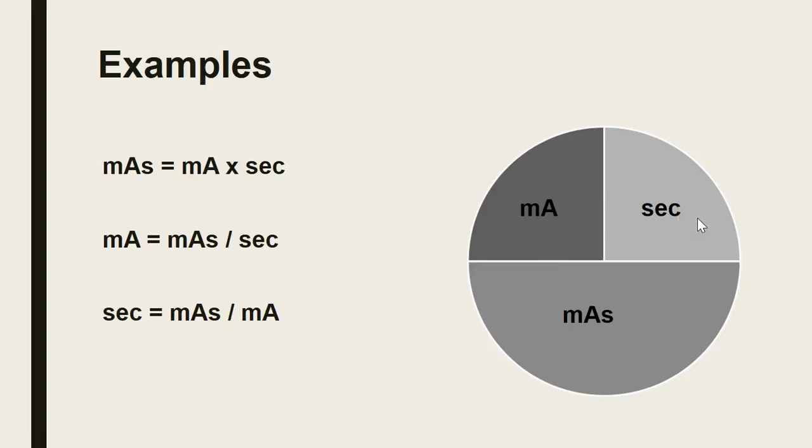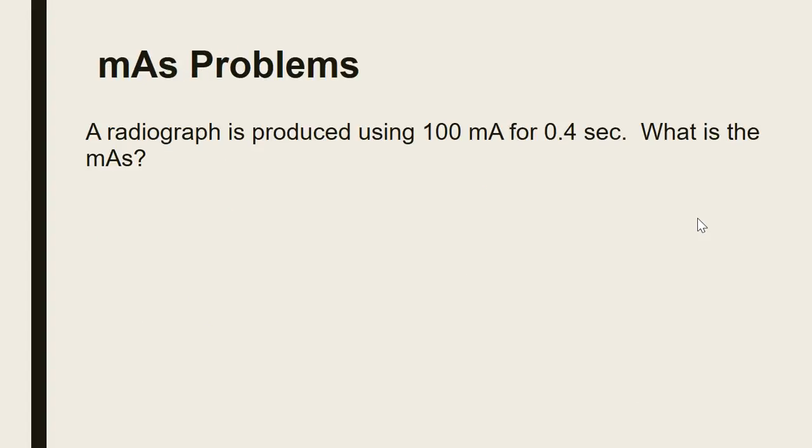Now, if you have certain problems, such as: a radiograph is produced using 100 MA for 0.4 seconds. What is the mass? So that one's simple. Mass is equal to MA times time. 100 times 0.4 is 40 mass.